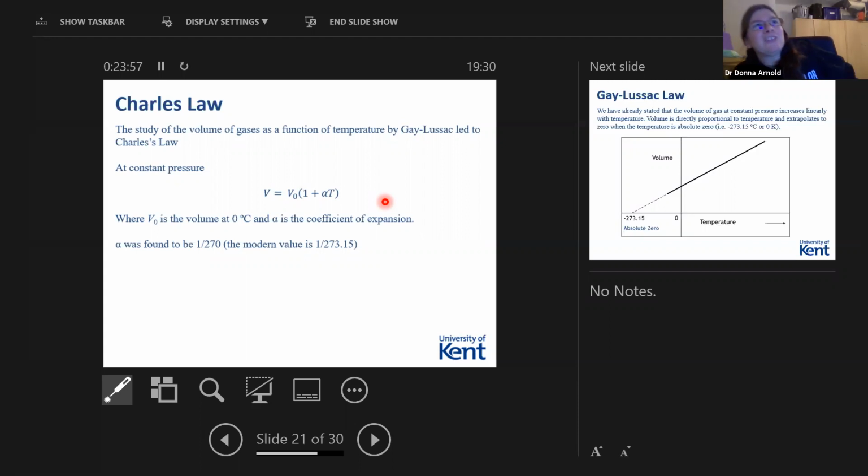A bit later on, the volume of gases was studied by Gay-Lussac, and he led to Charles' law, as the scientist that inspired his work was Charles. And what he said was that at constant pressure, the volume is equal to this V0 term, which is effectively the volume at 0 degrees C, times 1 plus alpha T, where T is the temperature and alpha is the coefficient of expansion. And alpha is typically found to be about 1 over 270. And the modern value is 1 over 273.15. And for the eagle-eyed amongst you will know that that's the conversion to convert degrees C into Kelvin, so the absolute temperature scale.